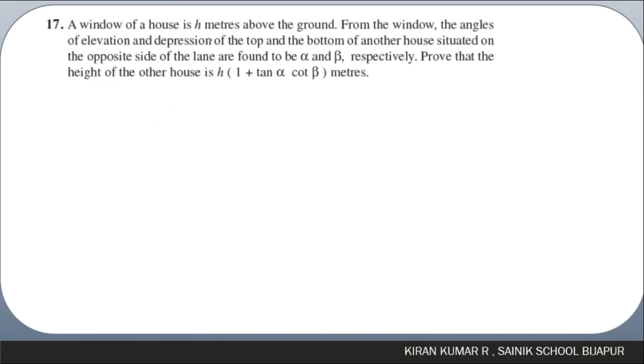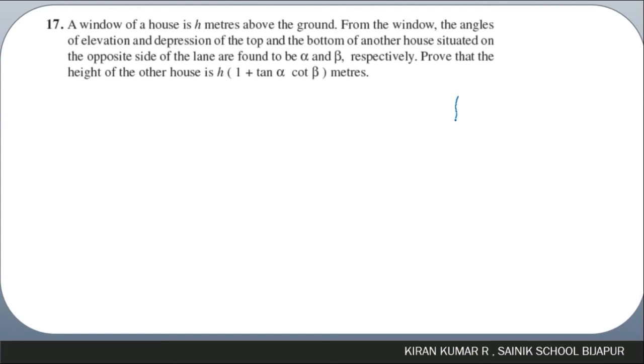A window of a house is h meters above the ground. From the window, the angles of elevation and depression of the top and bottom of another house situated on the opposite side of the lane are found to be alpha and beta respectively. Prove that the height of the other house is h times (1 plus tan alpha cot beta) meters.